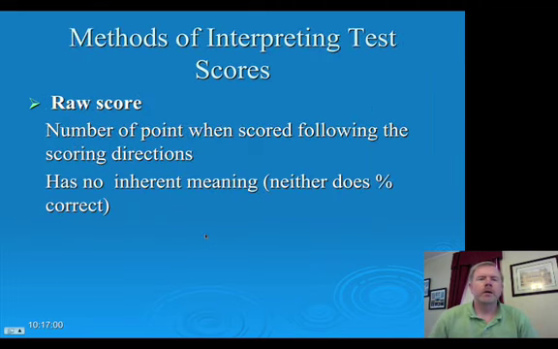So, there are a number of different ways to interpret test scores. One of them is the raw score. And raw scores are just simply the number of correct answers or correct points that someone has accumulated on a test. Raw score has no inherent meaning. If you get 43 right, is that good? Is that bad? We have no idea. If you get 90% right, is that good or is that bad? Again, we have no idea.